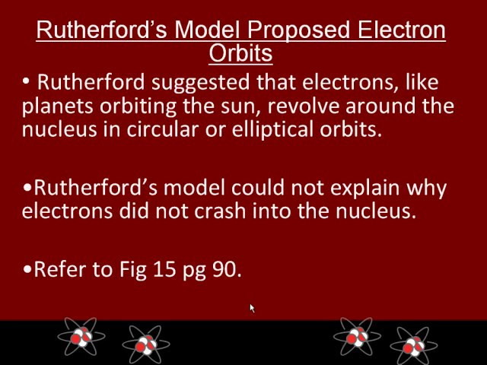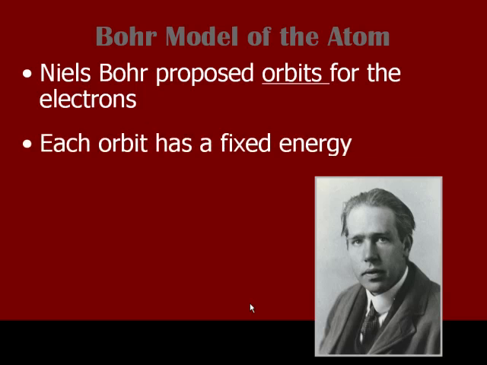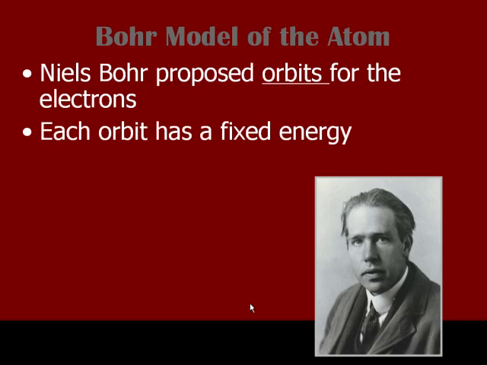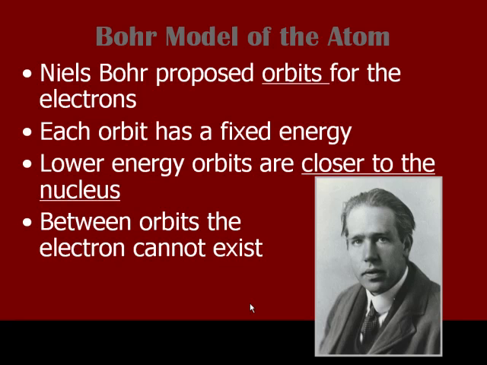So Rutherford's model is pictured on page 90 in figure 15, and then Niels Bohr's model is pictured on page 91, figure 16. So here's our picture of Niels Bohr, and he referred to those places around the nucleus where electrons are located as orbits. He says that each orbit has a fixed energy. He says that lower energy orbits are closer to the nucleus. And it's not possible for electrons to exist in between the orbits.